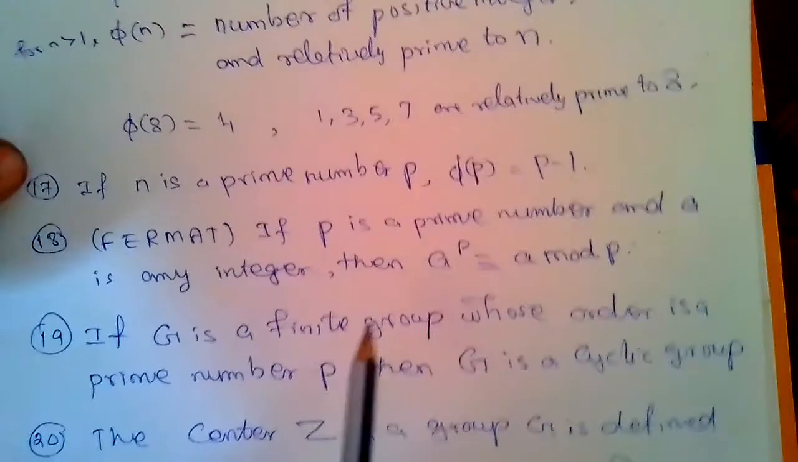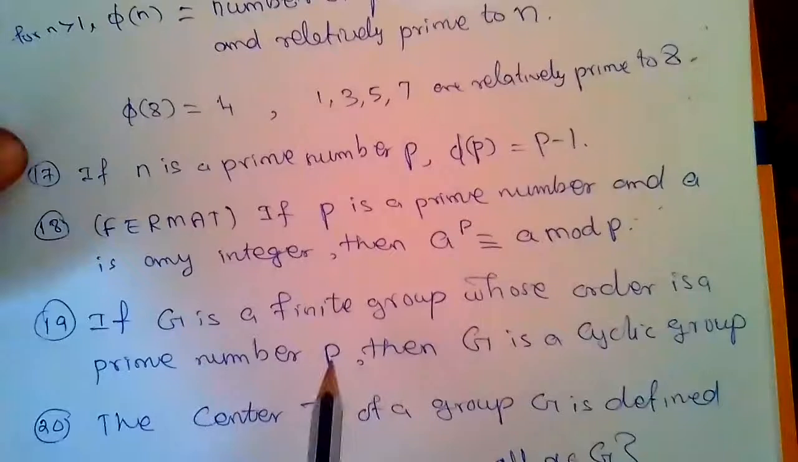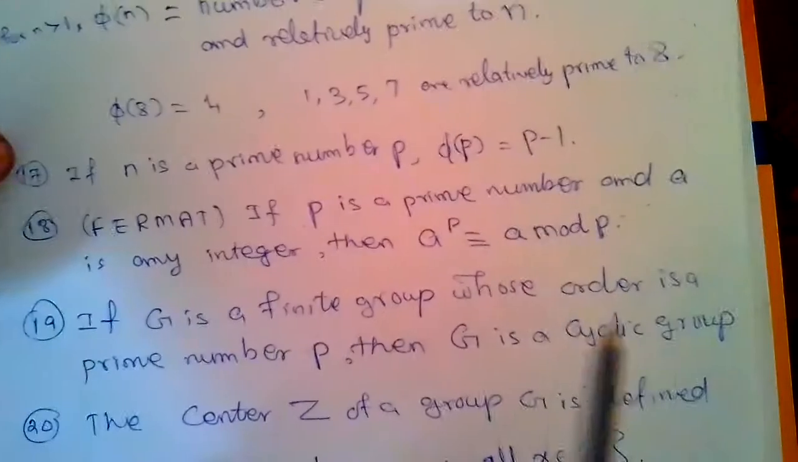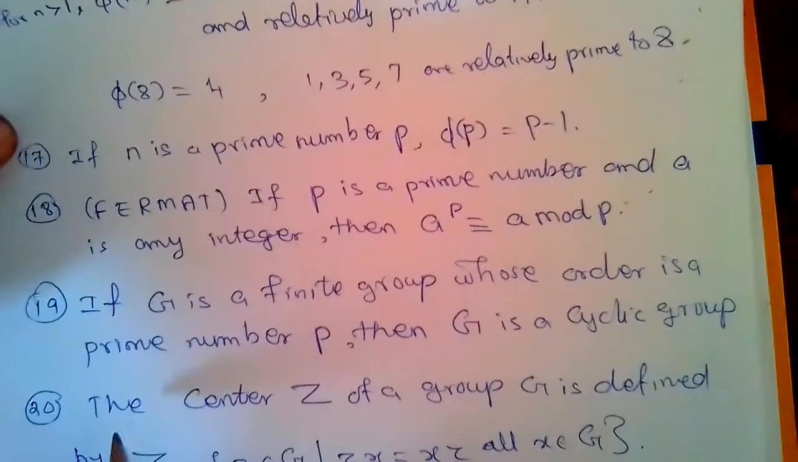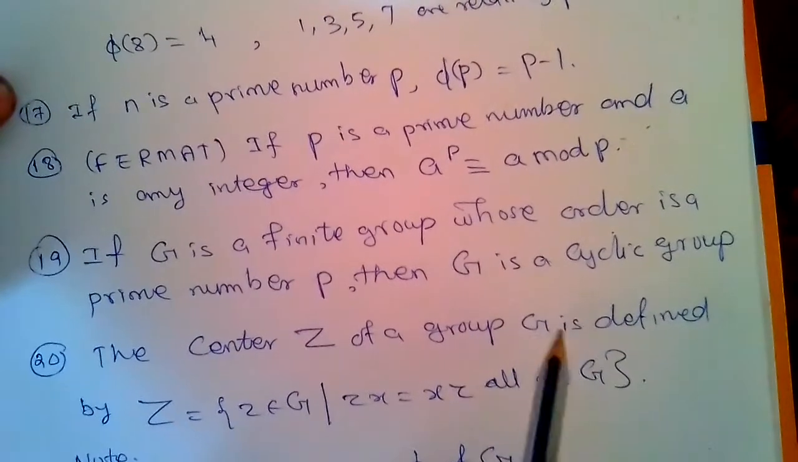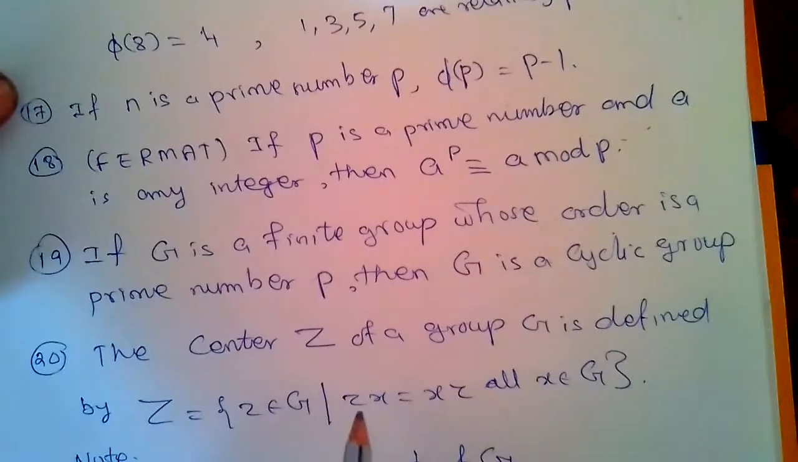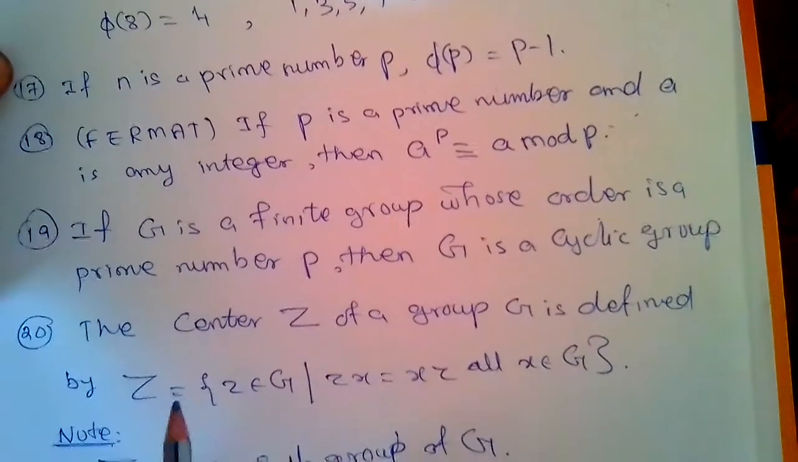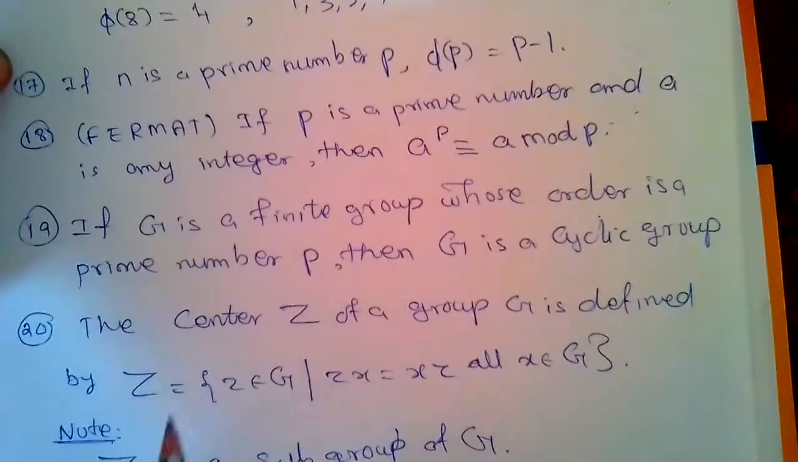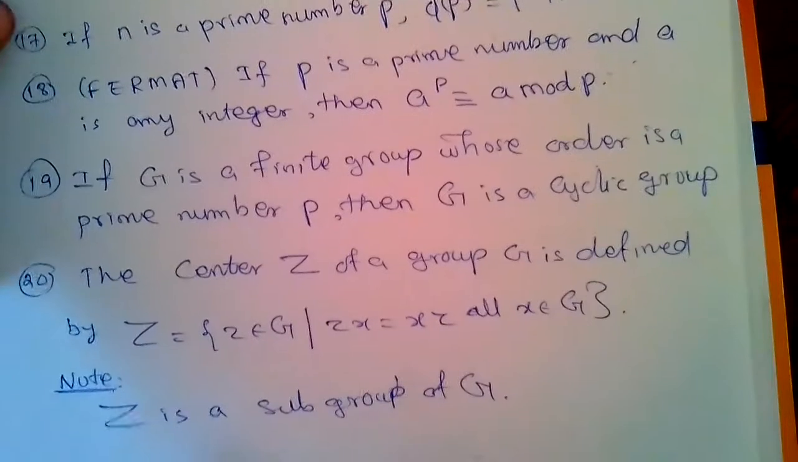If G is a finite group whose order is a prime number p, then G is a cyclic group. The center Z of a group G is defined by Z is equal to the set of all z belongs to G such that zx is equal to xz for all x belongs to G. It is called the center of the group. The center is a subgroup of G.